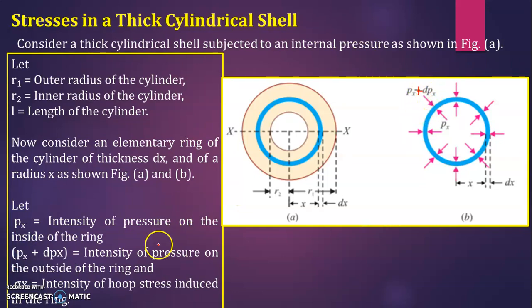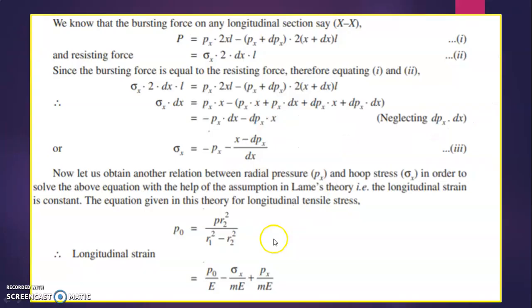Px plus dPx is the intensity of pressure on the outside of the ring. So the pressure outside is Px plus dPx and inside the pressure is Px, because we have considered one ring which is at a distance of x from the center and has thickness dx. Now sigma x is the intensity of hoop stress induced in the ring, that we have to calculate.